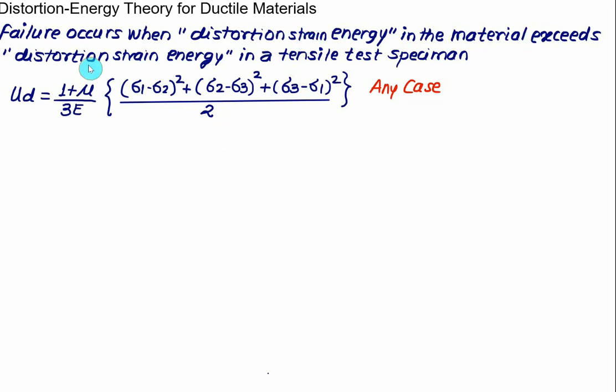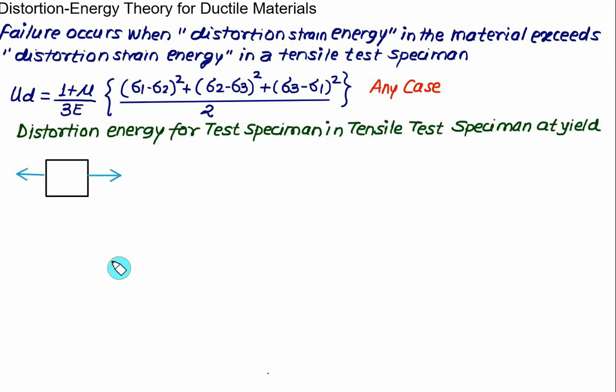Next we have to calculate the distortion energy in a tensile test specimen. When we carry out the tensile test, the only stress present is sigma x. At the yield point, this value will be equal to SYT, and this is the maximum principal stress, equal to sigma 1. The other two values, sigma y is 0 and tau xy is 0. So sigma 2 will be equal to 0, and sigma 3 is also equal to 0. So we can now use this expression for distortion strain energy. We can substitute sigma 1 equal to SYT, sigma 2 and sigma 3 equal to 0.